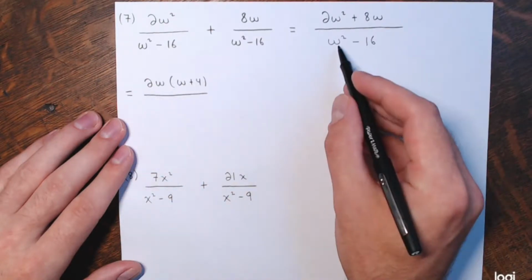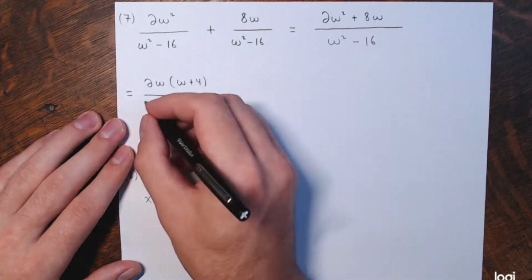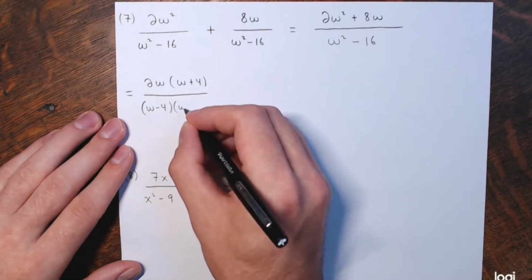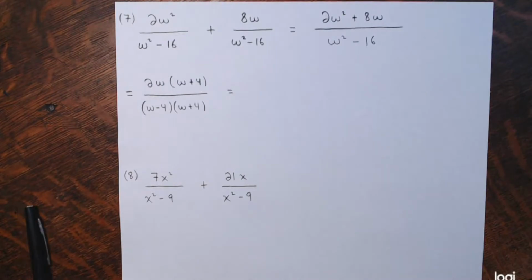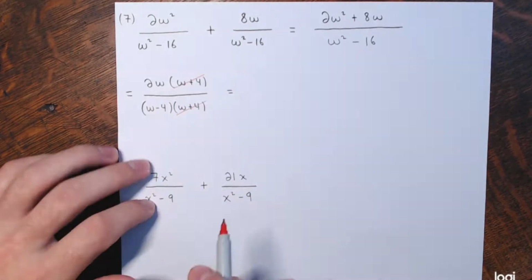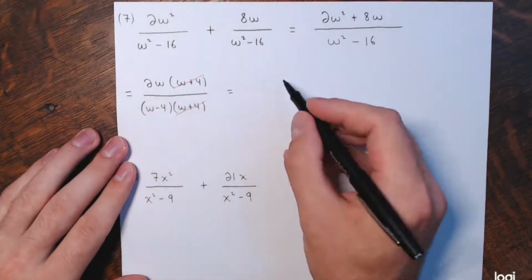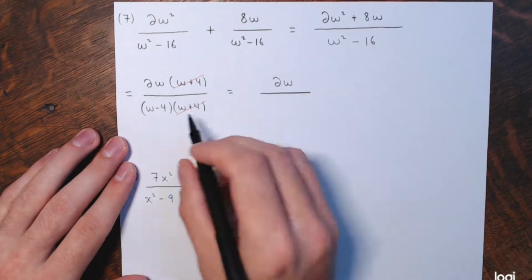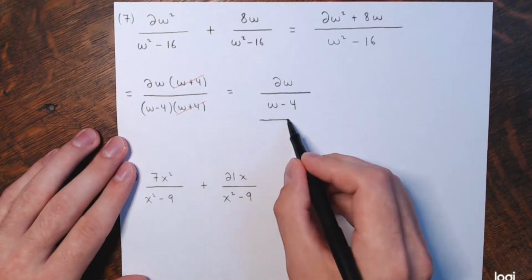And then in the denominator, w squared minus 16, that's a difference of squares, w squared minus 4 squared. So that'll factor to w minus 4 times w plus 4. And then I'm hoping again you're seeing the common factor here. The numerator and denominator have a common factor of w plus 4. So I'll cancel those, and I'm left with the factors of 2w in the numerator and just w minus 4. And since it's the only factor left, there's no need to put parentheses around it. W minus 4 in the denominator.